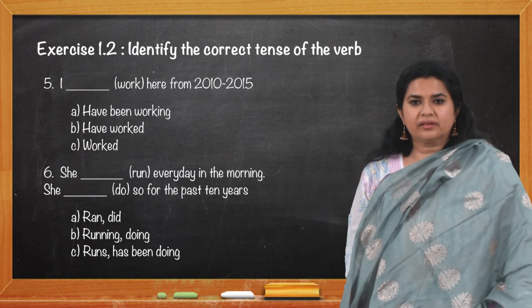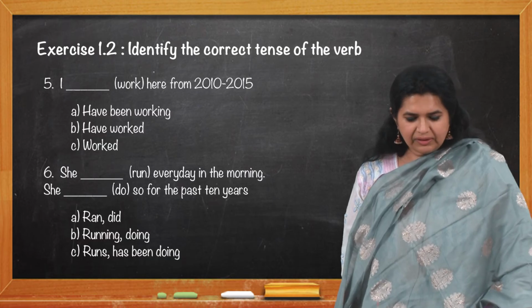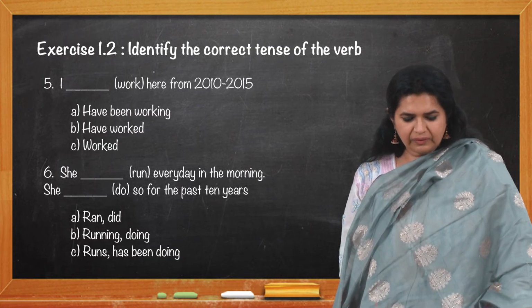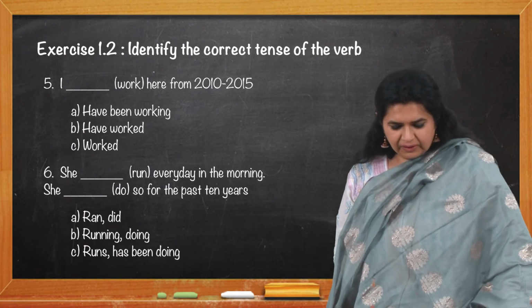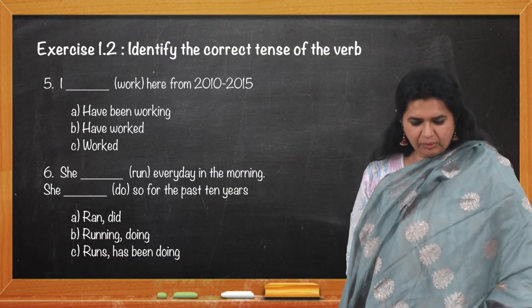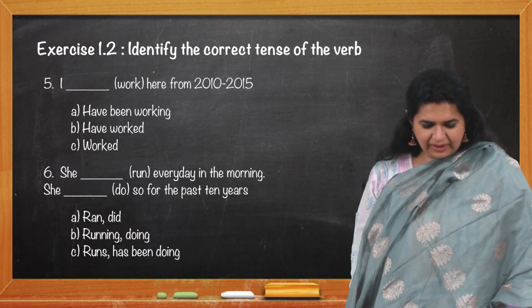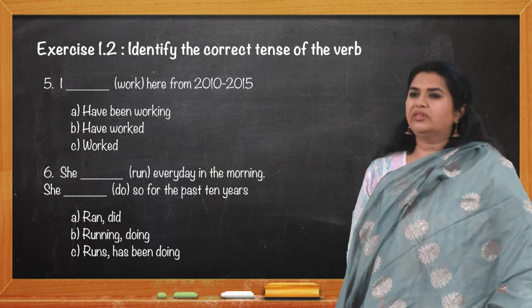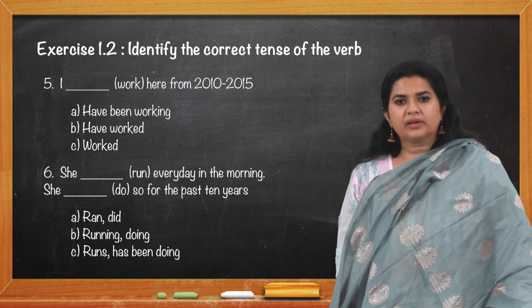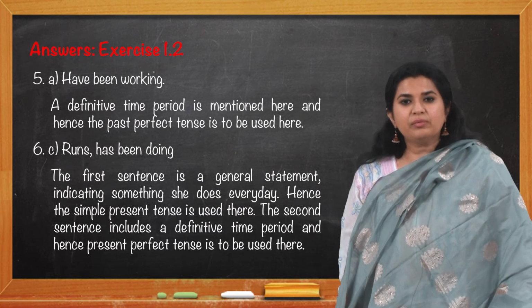Next exercise. I ___ work here from 2010 to 2015: have been working, have worked, worked. She ___ run every day in the morning, she ___ do so for the past 10 years: ran did, running doing, runs has been doing. Which is the best pair? And answers, have been working.